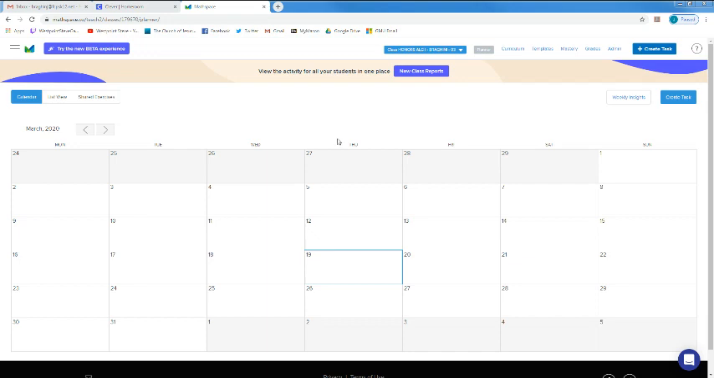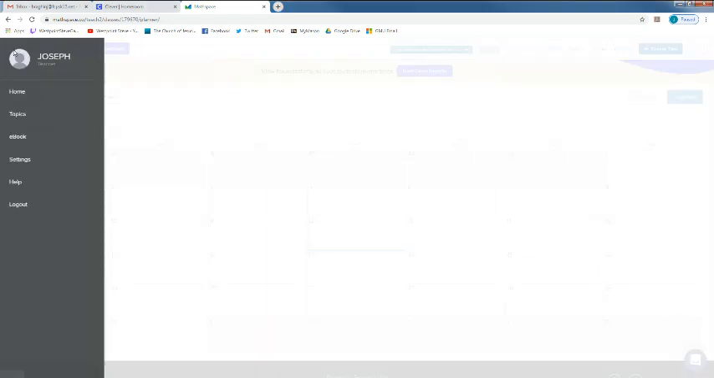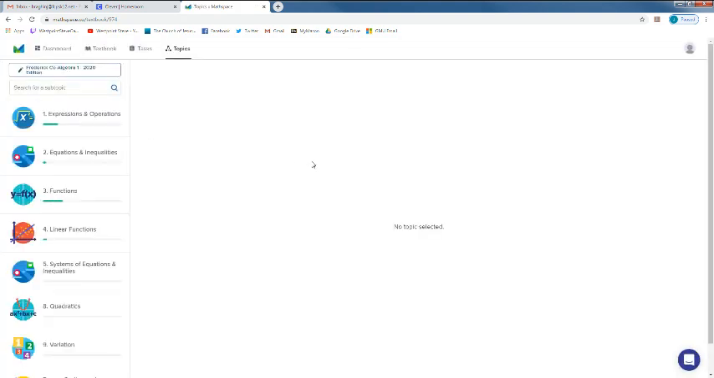So the first thing is I'm in my classroom teacher dashboard on MathSpace. When you go into MathSpace, if you go over here on these three little bars, you can get a list of topics and everything. So what you're going to do is select the topics page, and this can go along to all classes that I have. And it's very simple and easy.